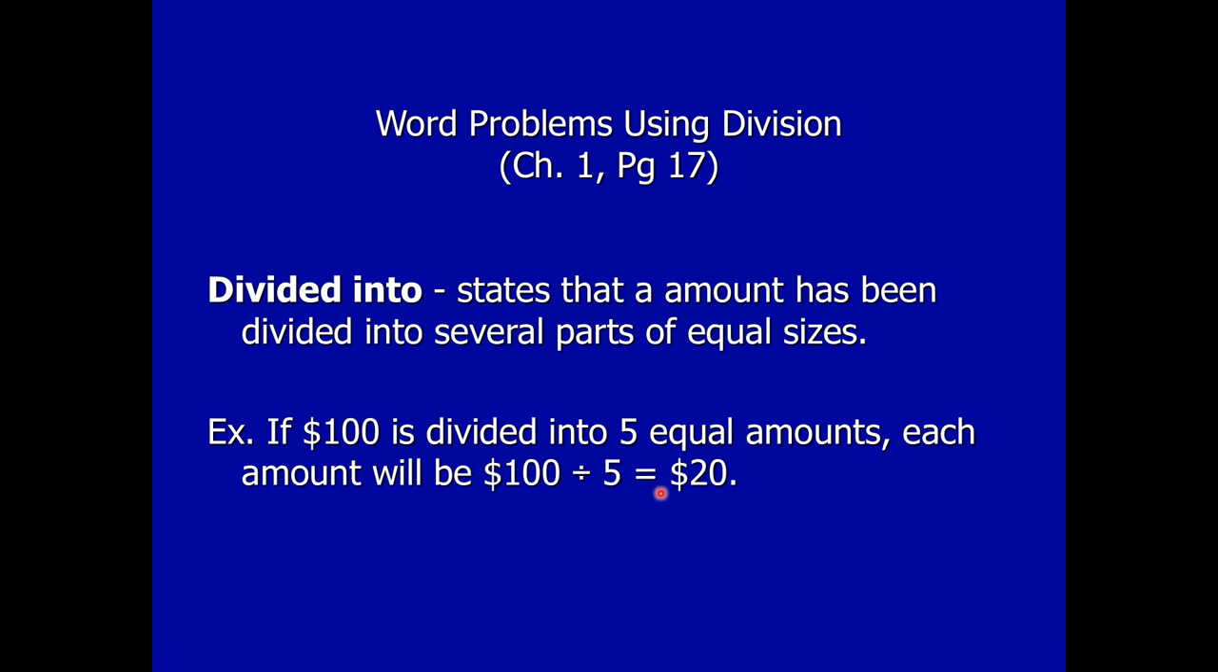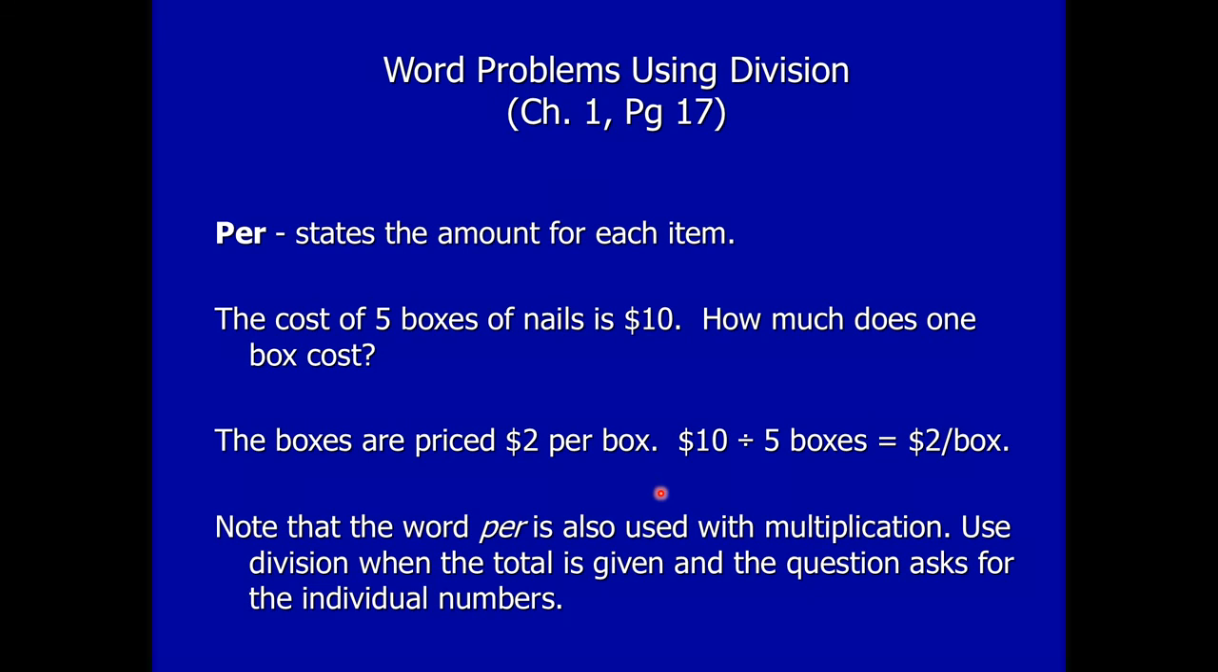Quotient of 12 divided by 2. Divided into, again, is an indication that you are dividing something. So if 100 is divided into 5 equal amounts, each amount will be what? 100 by 5, 20, right? So that's again a division. And the par, remember, the par was also in multiplication, but look at the difference. The cost of 5 boxes is given, which is $10, and you have to find the cost of 1 box. That's the difference between division and multiplication, right?